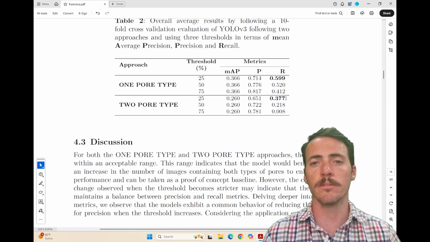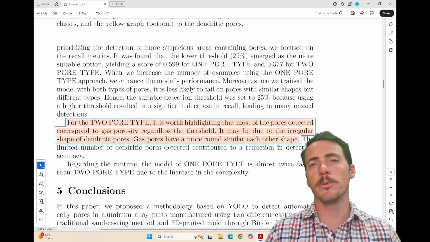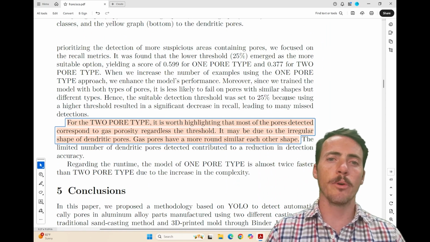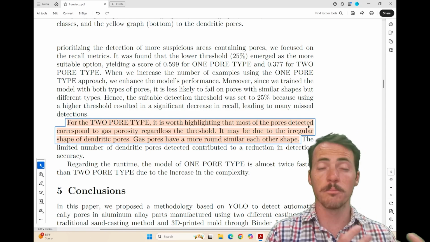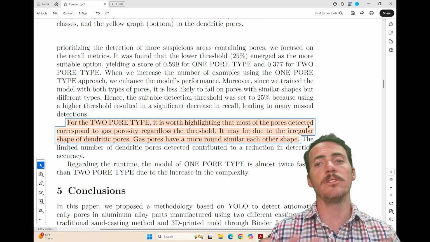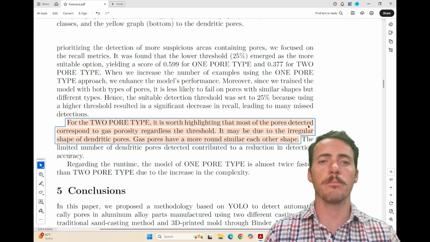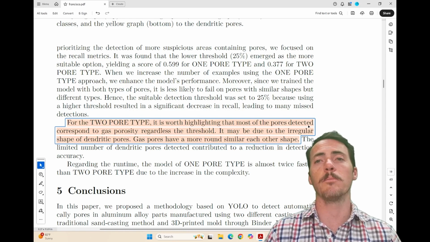There were some differences clearly between the two different types of pores, and they point out that it's worth highlighting here that the most pores detected corresponded to the gas pores. There's just more of them, and it also might be due to the irregular shape of the dendritic pores, whereas the gas pores tend to be more round.